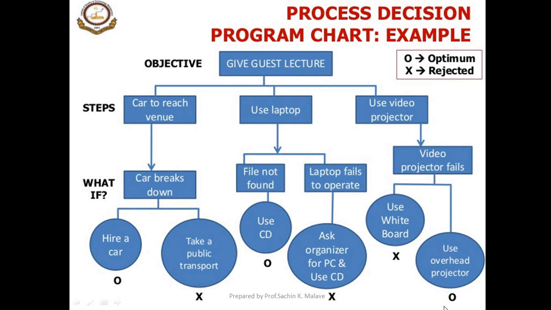Let us see one example. The objective of this PDPC in front of you is that you want to give a guest lecture somewhere. The symbols: O stands for optimum, X stands for rejected. If I want to give the guest lecture, what kind of problems may I face? What kind of problems will come in my way?